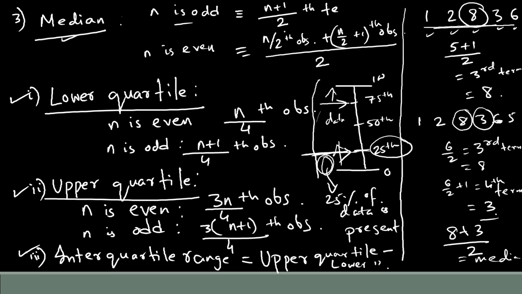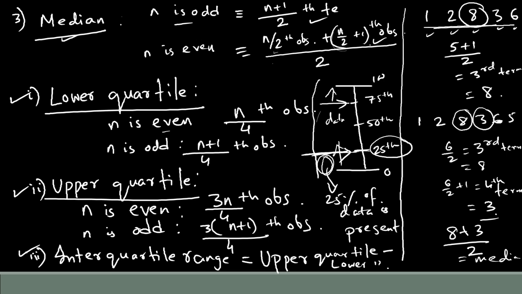If n is odd, let's say 5 numbers are there. You cannot divide 5 by 2, right? So it's better to divide 5 plus 1, 6, by 2. So the third term. And if it's even, then the n by 2th observation and the next one, n by 2 plus 1. Let's say 6 numbers are there. So what you have to do is take the third term and the fourth term.